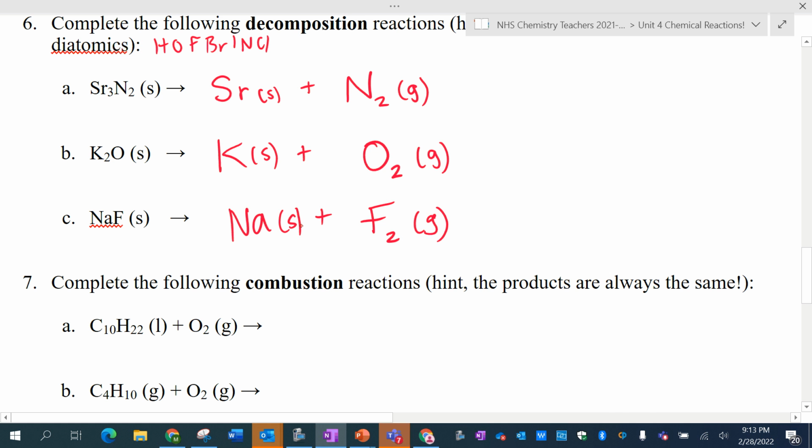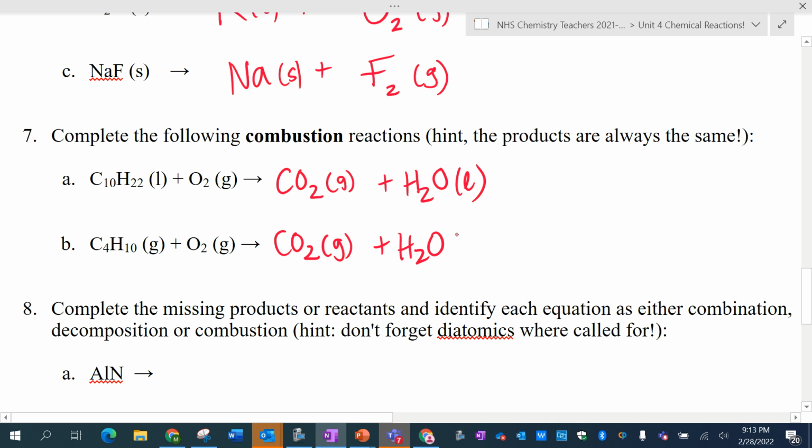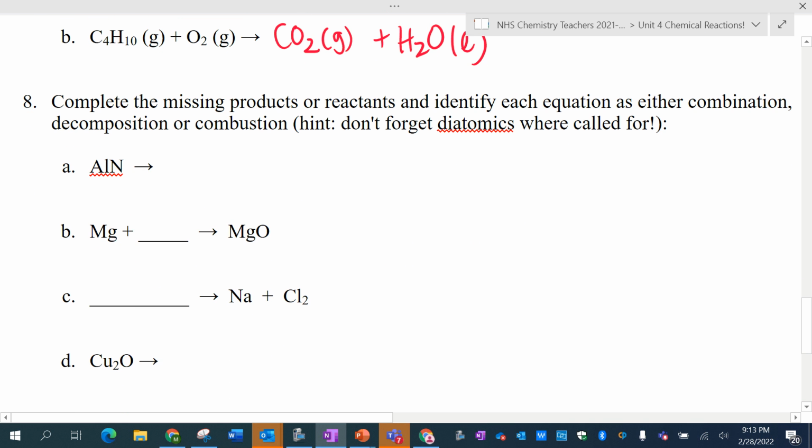Complete the following combustion reactions. Hint, the products are always the same. CO2, gas, and H2O, liquid. CO2 gas plus H2O, liquid. Complete each equation and identify what type it is.